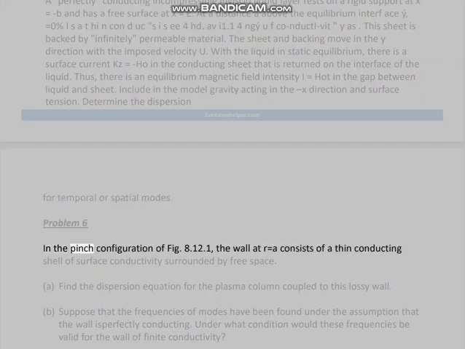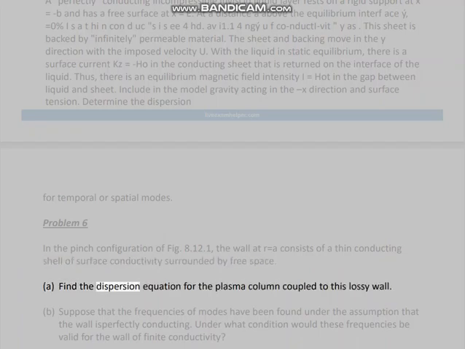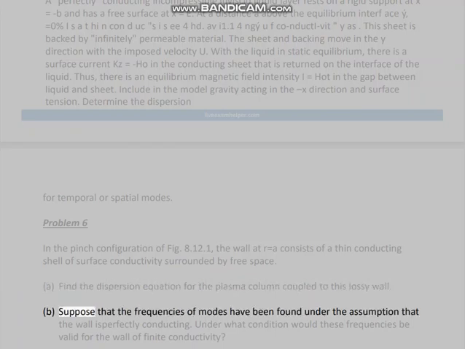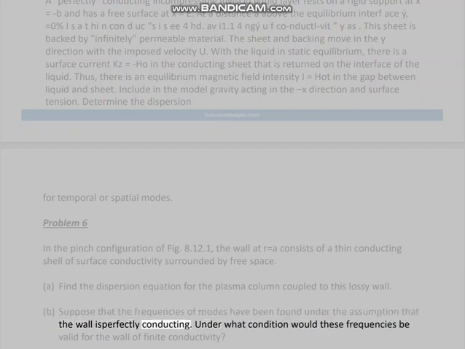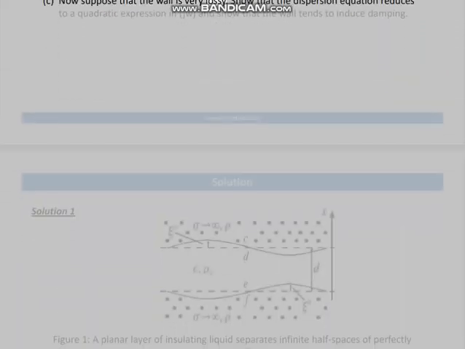Problem 6. In the pinch configuration of Figure 8.12.1, the wall at R equals A consists of a thin conducting shell of surface conductivity surrounded by free space. A. Find the dispersion equation for the plasma column coupled to this lossy wall. B. Suppose that the frequencies of modes have been found under the assumption that the wall is perfectly conducting. Under what condition would these frequencies be valid for the wall of finite conductivity? C. Now suppose that the wall is very lossy. Show that the dispersion equation reduces to a quadratic expression in jω, and show that the wall tends to induce damping.